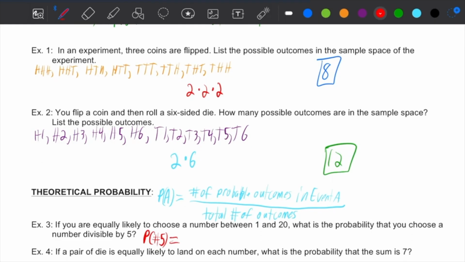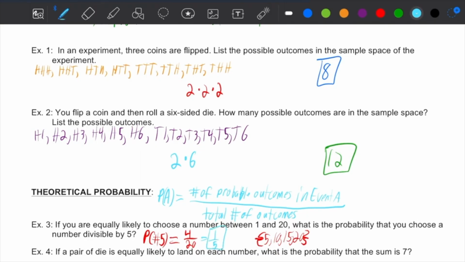So we're going to say, well, how many numbers between 1 and 20 are divisible by 5? Well, the sample space is going to be 5, 10, 15, and 20. Those make up the sample space because those are the numbers divisible by 5 that are between 1 and 20. So you have 4 probable outcomes in event A that could happen out of 20 total outcomes, numbers 1 through 20. So that gives us the theoretical probability of 1/5, aka 20%.